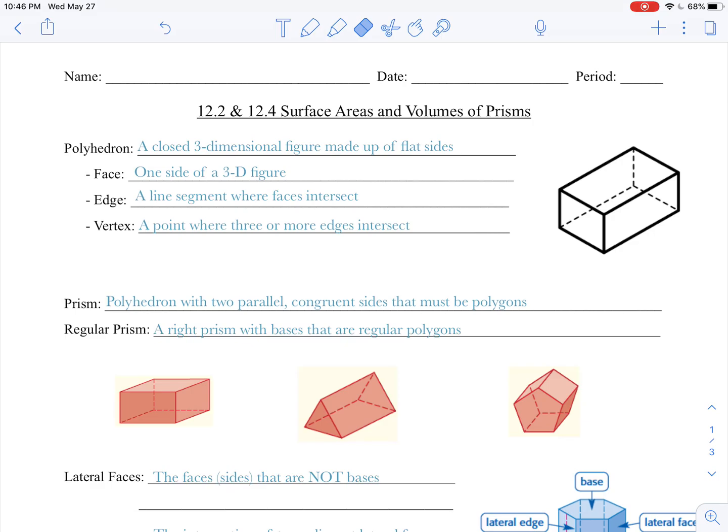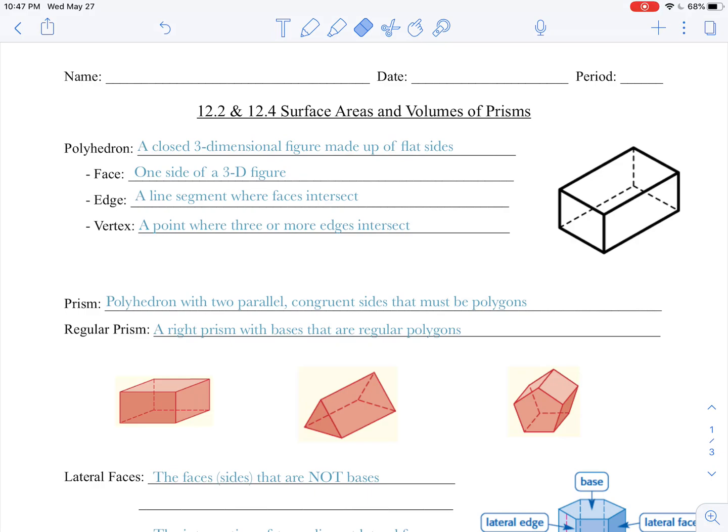Hello, today we are starting chapter 12, which is our last chapter of the year. We are finally graduating from two-dimensional shapes onto three-dimensional shapes. In chapter 12, we're going to be looking at surface area and volume of lots of different shapes. Today we're talking about prisms, but later we'll look at cylinders, cones, spheres, pyramids, and other shapes.